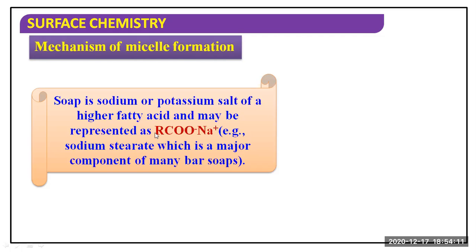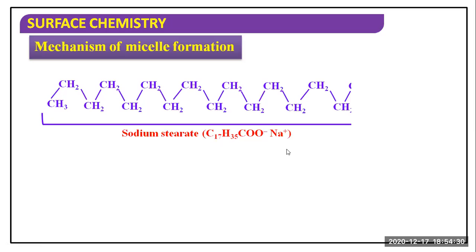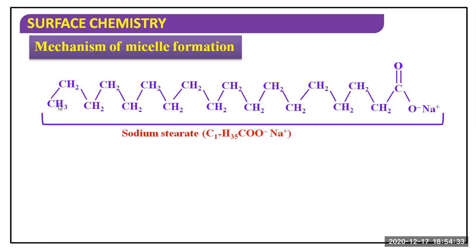Okay, R is a bigger part of the hydrocarbon. It contains at least 17 carbon. This is also known as sodium stearate, which is the major component of many bar soaps. So there is a carbon সংখ্যা 1 2 3 4 5 6 7 8 9 10 11 12 13 14 15 16 17. So minimum 17 carbon is there in hydrophobic part, and this is the hydrophilic part.